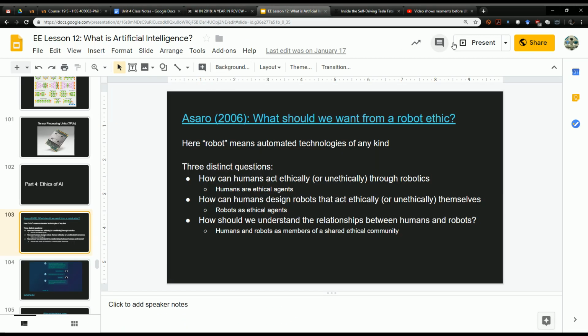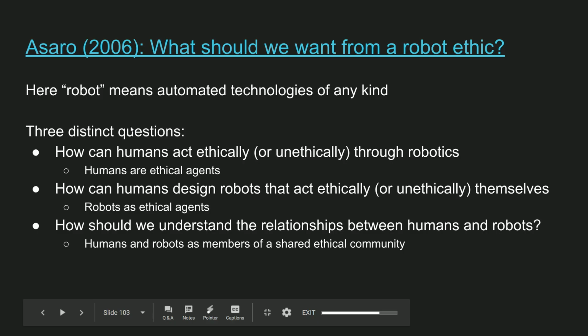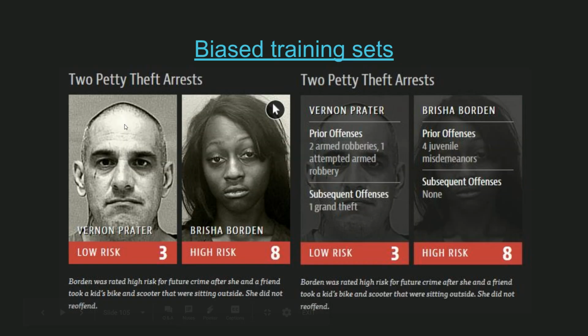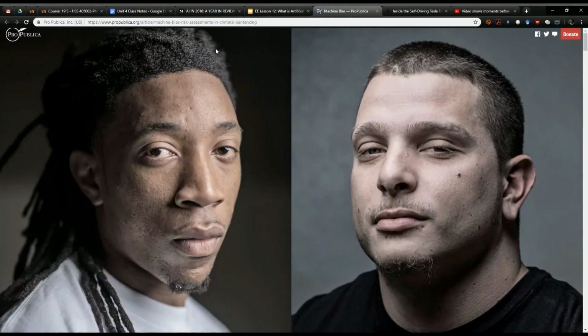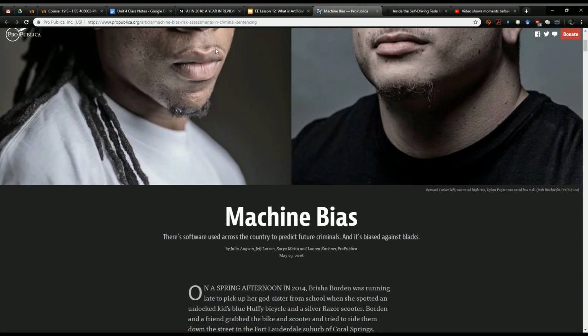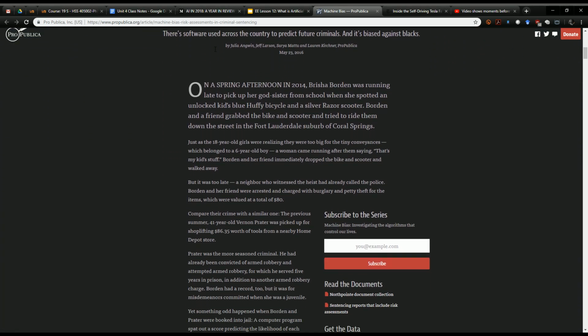So part of the issue here, and we talked about this a little bit with the neural networks, is that you have to train these neural networks on lots and lots of data, and so it matters where you get this data and what the data shows. Sometimes the data might have all sorts of biases, both explicit and implicit.